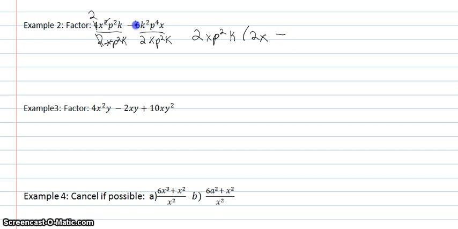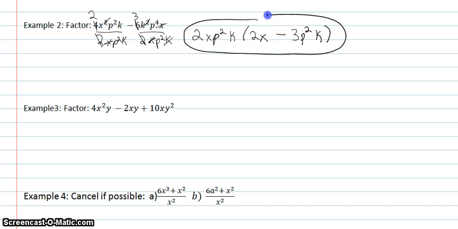I'll simplify the 6 and the 2. That's going to leave me with a 3. Okay, the x's cancel here. Then I'll have a p squared. And then 1k is going to cancel out, but I still have 1k left. And that is what goes inside the parentheses next to the common factor that we factored out. And then we just leave our answer like that.